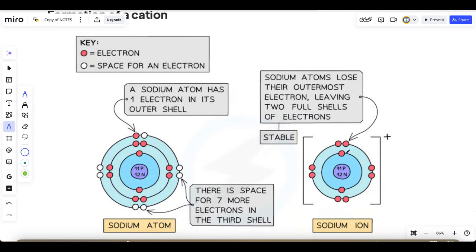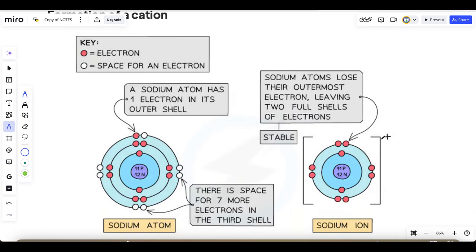So there's no third shell. See the first shell and the second shell only. The third shell is no more, it's gone. Why? Because it has given this electron out, so no need for an empty shell. We only have the first and second shell. So it becomes positively charged, a cation.